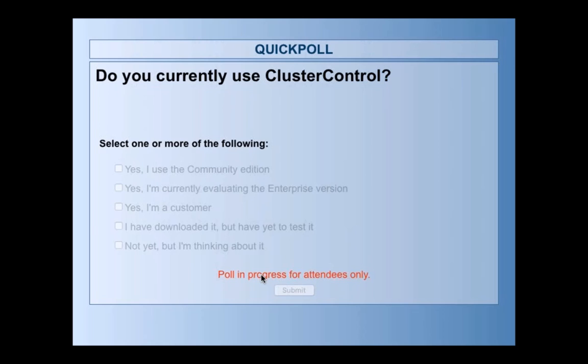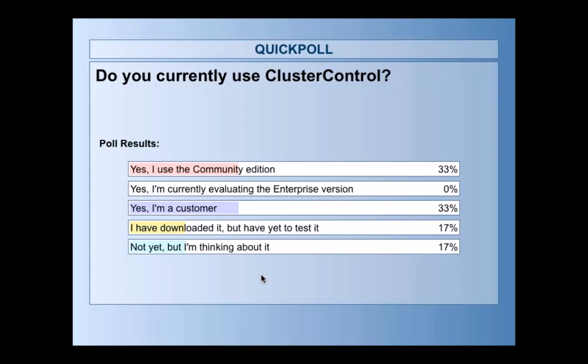I'm just going to close it now and share the results. Great. So it looks like it's a split between some of you who use the community edition and others who are customers. That's nice to see. Hopefully we can convince some of you who currently use community to test the enterprise version to see if those features would be useful for you. And for those of you who have downloaded it, it'd be great if you could go ahead and test it and give us your feedback. And if you're not quite sure yet, then feel free to download ClusterControl after the session and have a closer look. So thanks for participating in this poll.